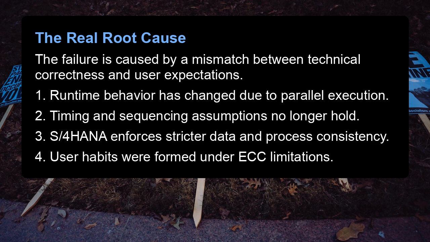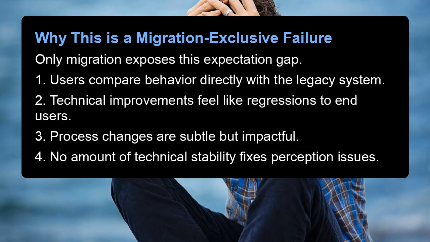1. Runtime behavior has changed due to parallel execution. 2. Timing and sequencing assumptions no longer hold. 3. S/4HANA enforces stricter data and process consistency. 4. User habits were formed under ECC limitations. Why this is a migration-exclusive failure: only migration exposes this expectation gap. 1. Users compare behavior directly with the legacy system. 2. Technical improvements feel like regressions to end users. 3. Process changes are subtle but impactful. 4. No amount of technical stability fixes perception issues.